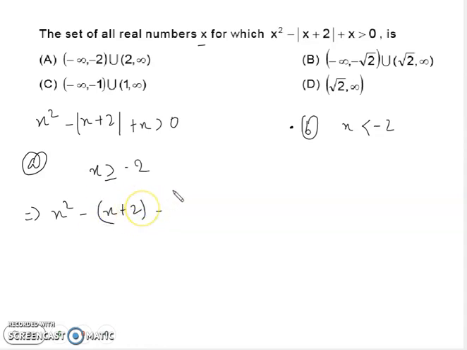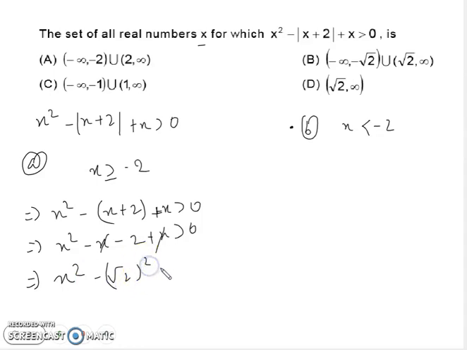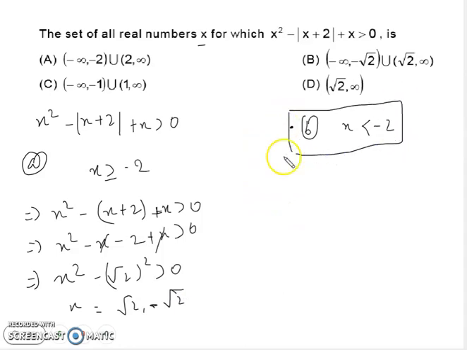For the case x is greater than or equal to minus 2, the modulus is positive, so the inequality becomes x squared minus x minus 2 plus x is greater than 0. The x terms cancel, and we can write x squared minus root 2 whole squared, so x squared equals 2, and x equals plus root 2 or minus root 2. These are the critical points.